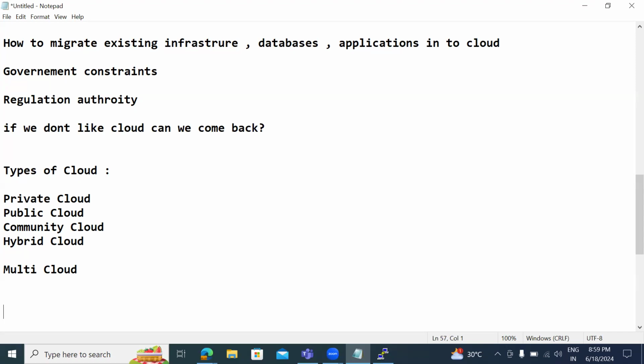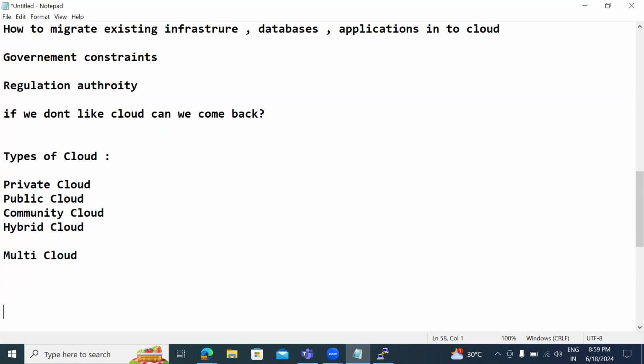Any doubts on this? AWS, Azure, GCP, all of this comes under which type of cloud? Those all come under the public cloud, but they're supporting the hybrid model also. What multi-cloud means is that we may use AWS, Azure, like this. If you are using multiple service providers, it's multi-cloud.